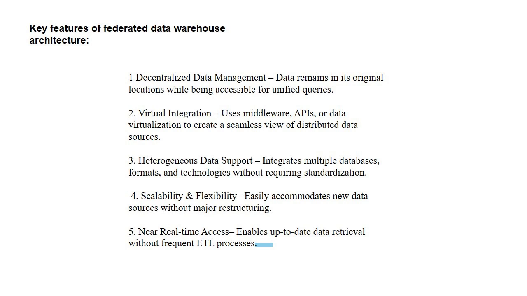The fourth key feature of federated data warehouse architecture is scalability and flexibility. Both are very important key features of a federated data warehouse. It easily accommodates new data sources without major restructuring, meaning it can take in new data sources without having to be restructured.